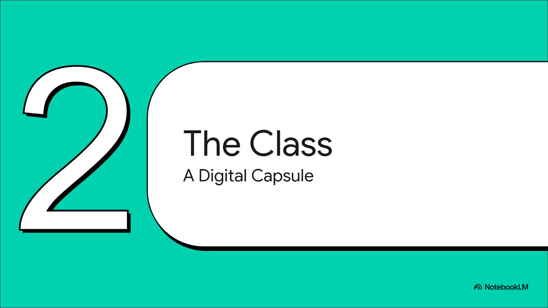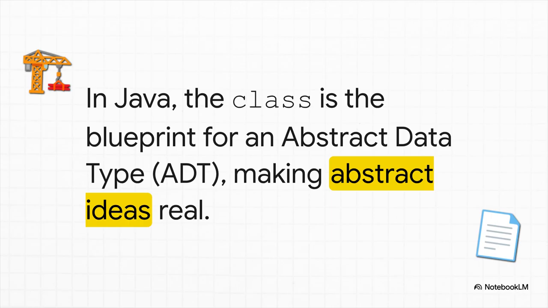All right, section 2, the class, a digital capsule. So we have this idea of a digital capsule, but how do we actually build one? What's the tool that makes this happen in a language like Java? The answer is the class. You can think of a class as the blueprint for our capsule. It's how we take an abstract concept, an abstract data type, or ADT, and make it real. So you might have the idea of a stack with rules like add to the top or remove from the top. The class is what turns that abstract idea into actual working code.